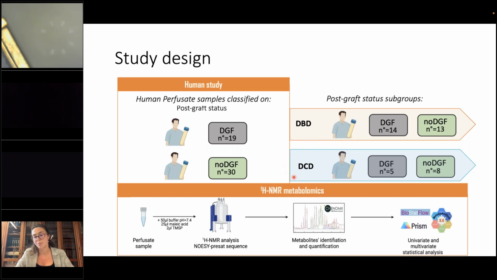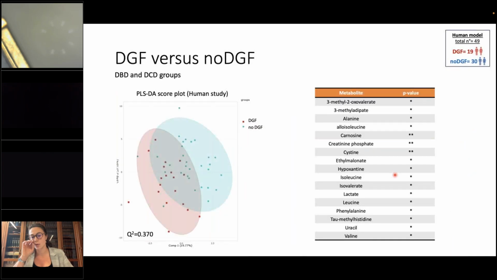Since, as we can see, for DCD donors the number of patients per group is really reduced for a robust and reproducible result. First, for the general analysis made on both types of donor, we used the DGF outcome post-transplantation as the discriminant factor. As we can see from the PLSDA, the performance is not good, but we were still able to identify some metabolites that were relevant for the separation between the healthy and non-healthy status.